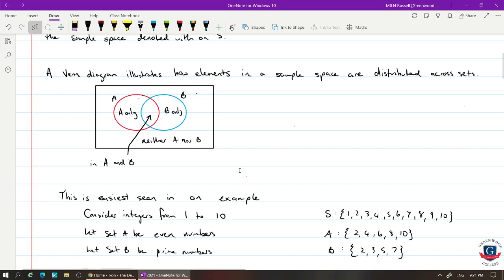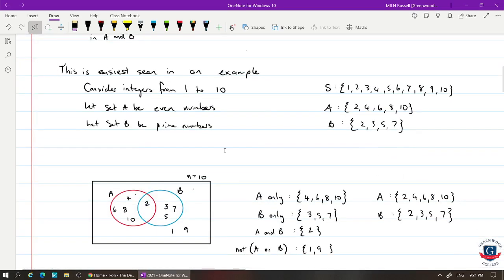Now how these all relate to each other is easier seen in a sample. So we're going to consider only integers from 1 to 10. So our sample space is only going to have numbers from 1 to 10: 1, 2, 3, 4, 5, 6, 7, 8, 9, 10. That's our universe. Now we're going to let set A be all the even numbers in our universe, so 2, 4, 6, 8, 10. And we're going to let set B be all the prime numbers in our universe, or in our sample: 2, 3, 5, and 7. All the other numbers are composite numbers, or 0, or in our case 1, because we're not counting 0.